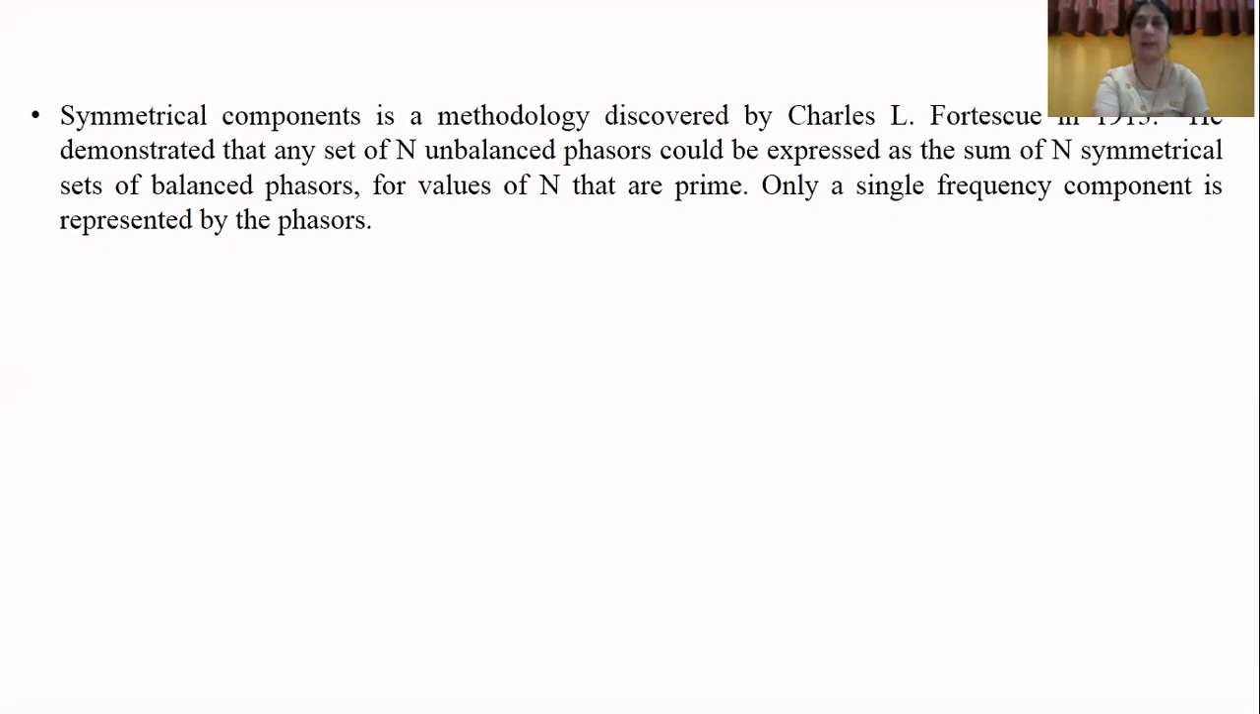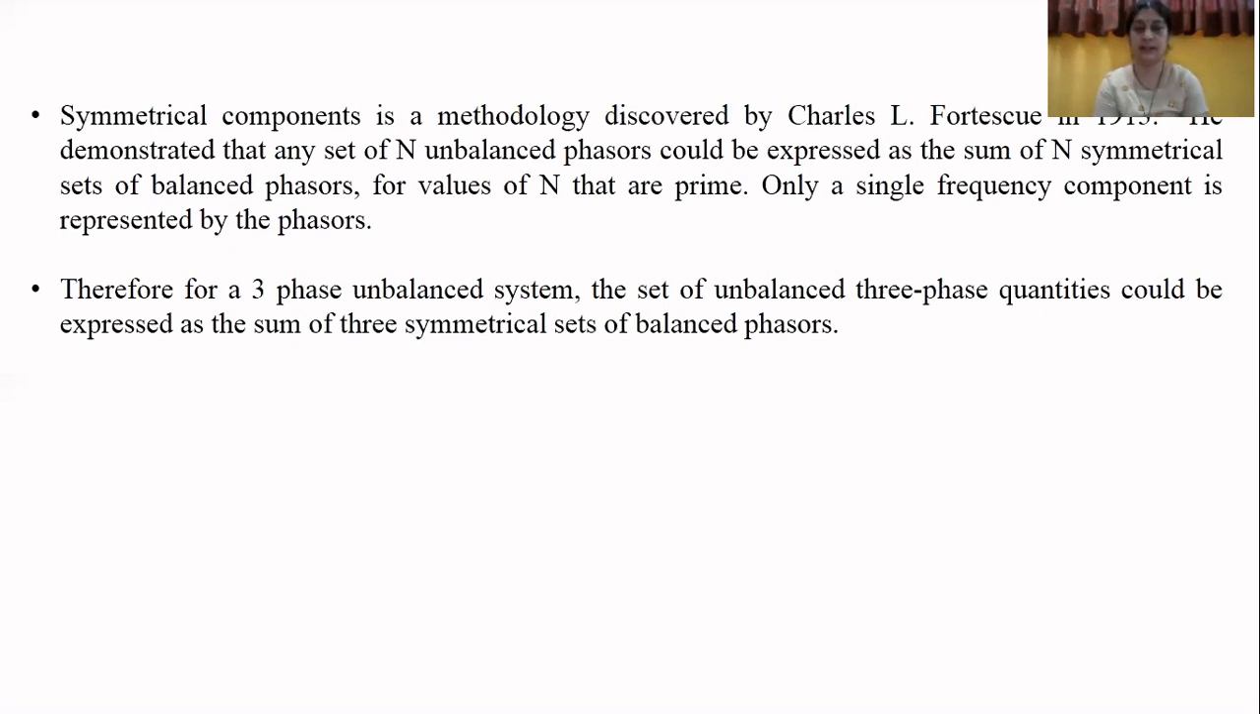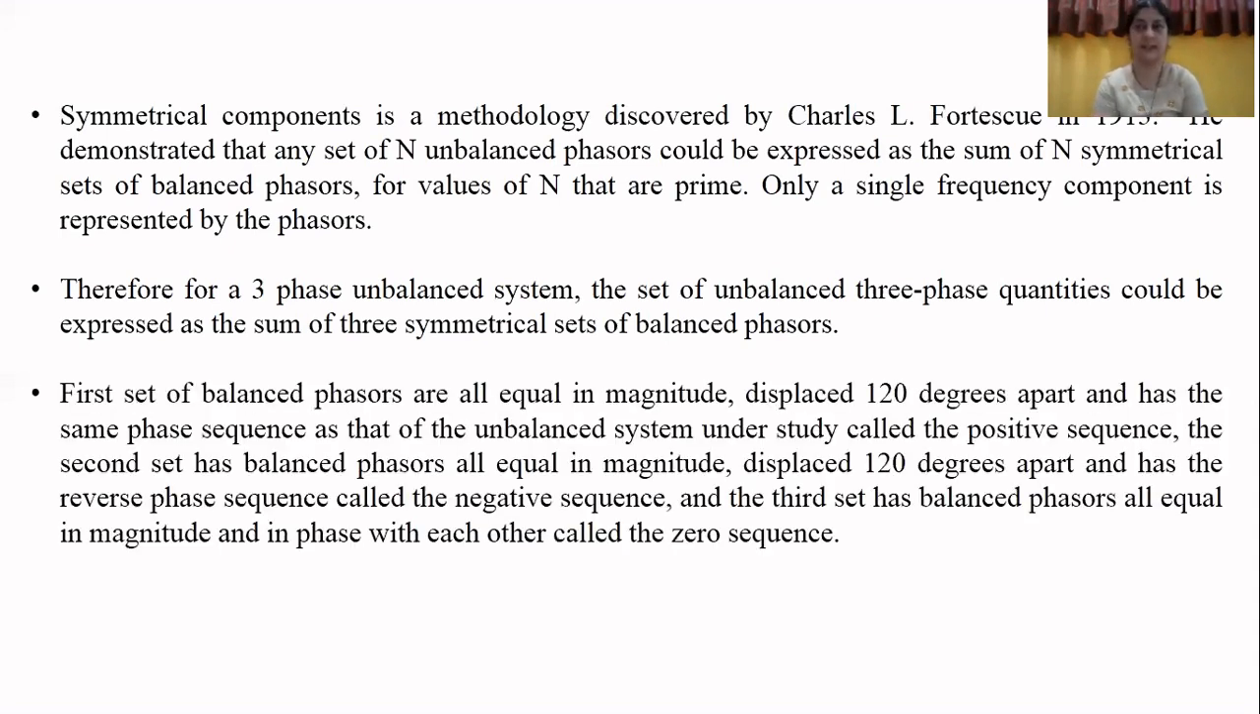Now considering the general power system, which is three-phase, we can say that a three-phase unbalanced system can be expressed as a sum of three symmetrical sets of balanced phasors. And these three sets of balanced phasors are called positive sequence, negative sequence, and zero sequence components. The first set of the balanced phasors are all equal in magnitude. They will be displaced by 120 degrees apart and have the same phase sequence as that of the unbalanced system of vectors, and is called the positive sequence component.